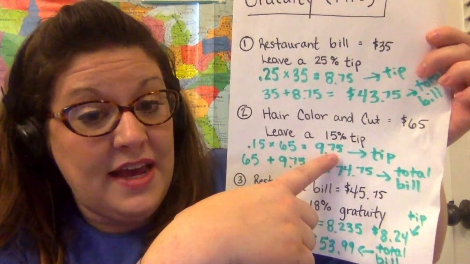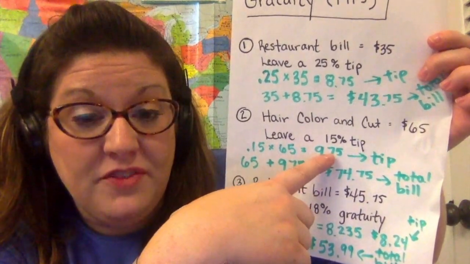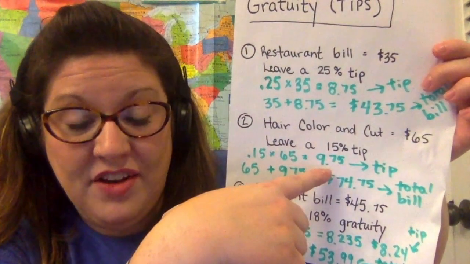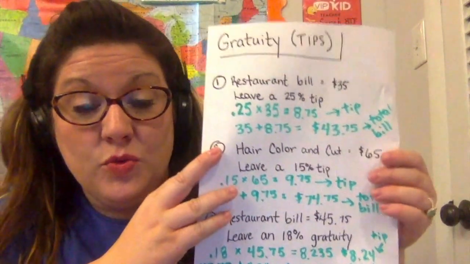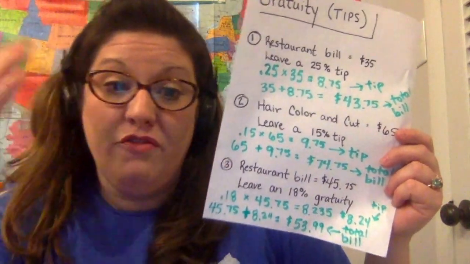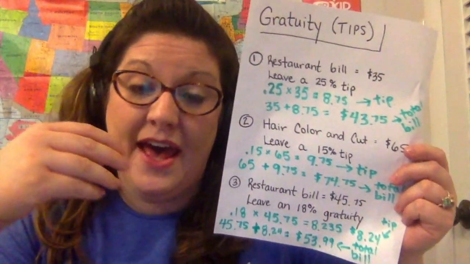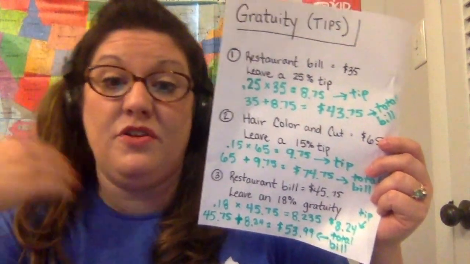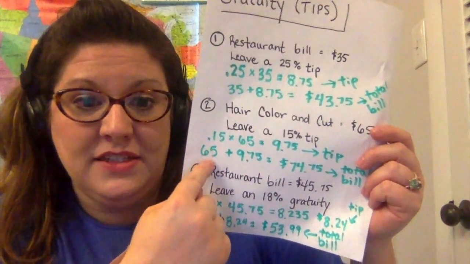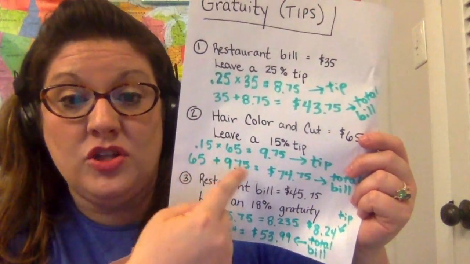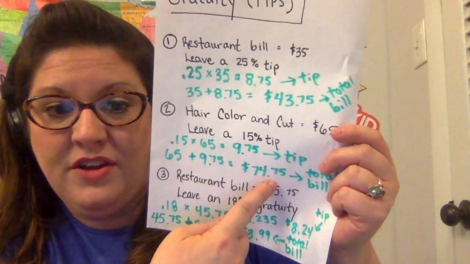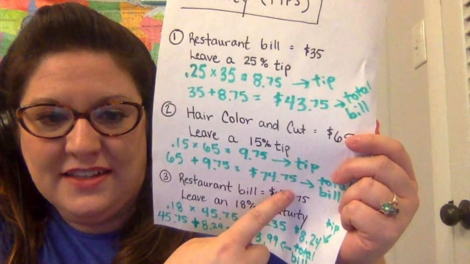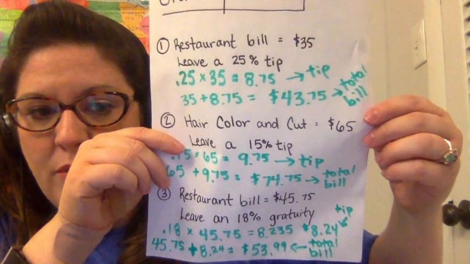So if the question says, how much is a 15% tip? $9.75 is a 15% tip. If the question says, how much will the total be for a hair color and cut with a 15% tip? So if you're giving the tip on top of that, we would add that to get our total amount that we're paying. 65 plus $9.75 is $74.75. So that would be the total bill that we pay.